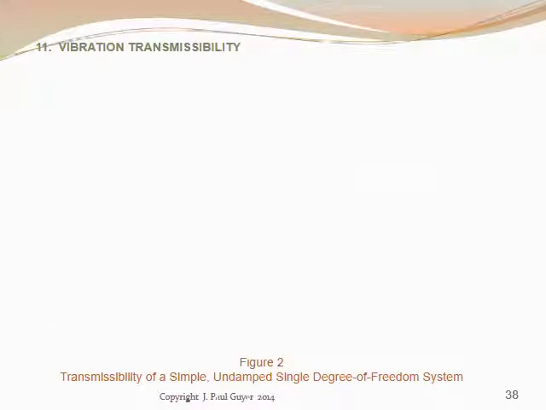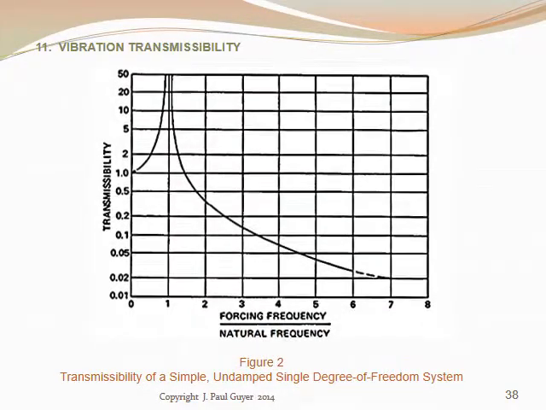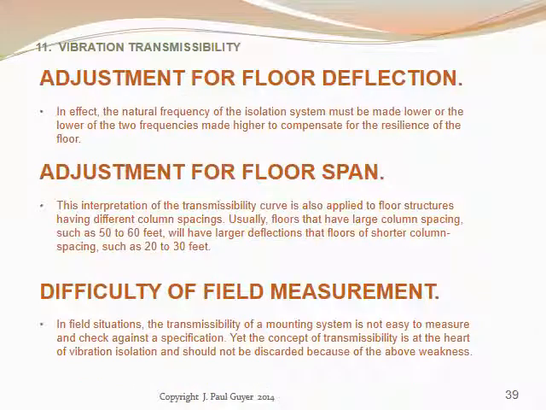Figure 2 indicates the transmissibility of a simple, undamped, single degree of freedom system. In effect, the natural frequency of the isolation system must be made lower, or the ratio of the two frequencies made higher, to compensate for the resilience of the floor. This fact is especially true for upper floors of a building, and is even applicable to floor slabs poured on grade, where the earth under the slab acts as a spring.